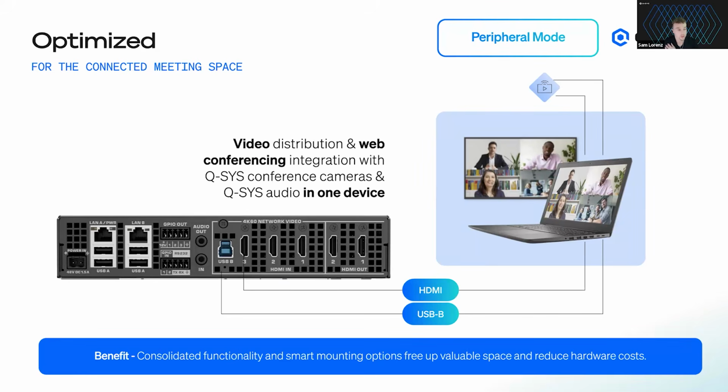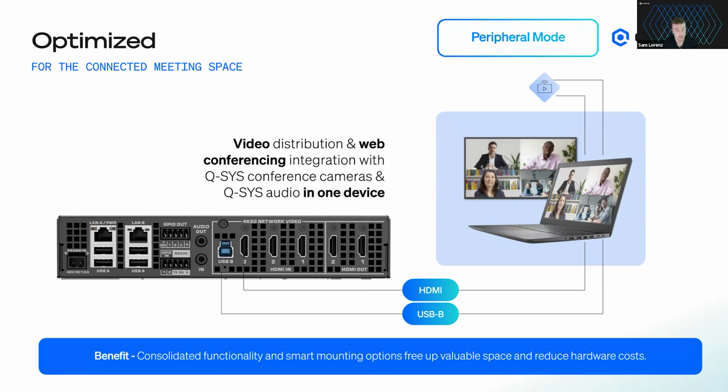Going along with the NV32, I was talking a lot about the HDMI encoding, decoding, and video switching. You also, as I mentioned previously, have that USB-B port, which allows you to bring in any native Q-SYS cameras or any audio that you have running through your system, and bring that right out to your laptop for a BYOD or BYOM scenario.